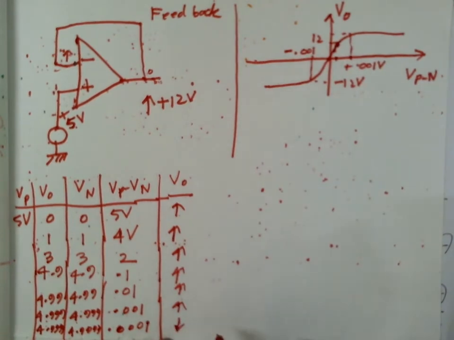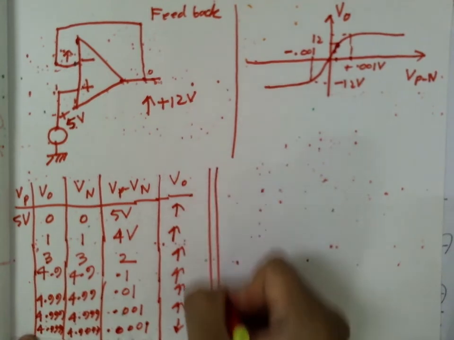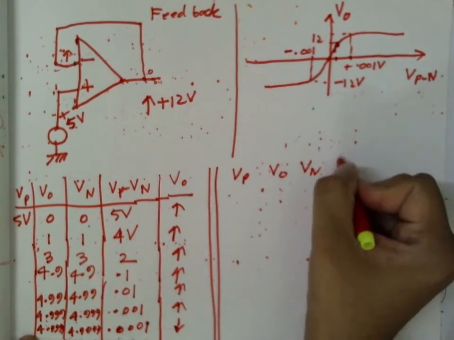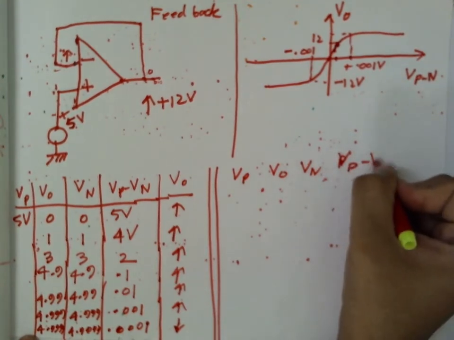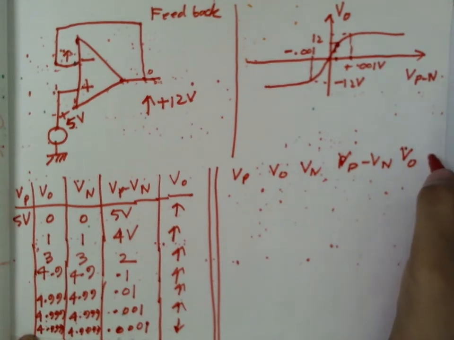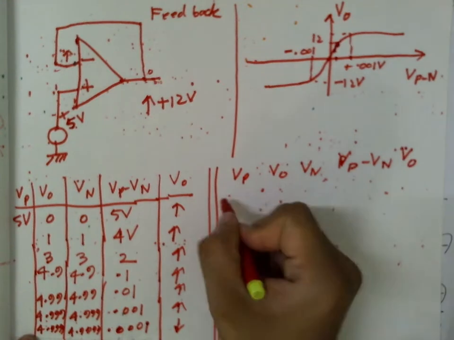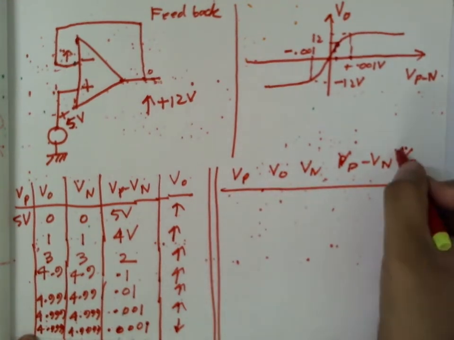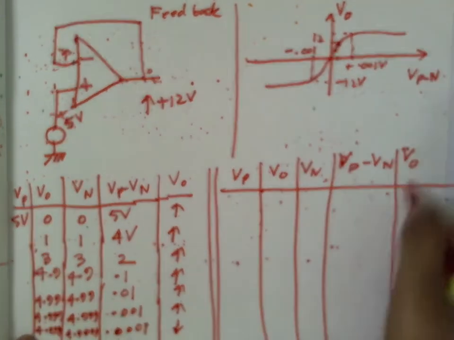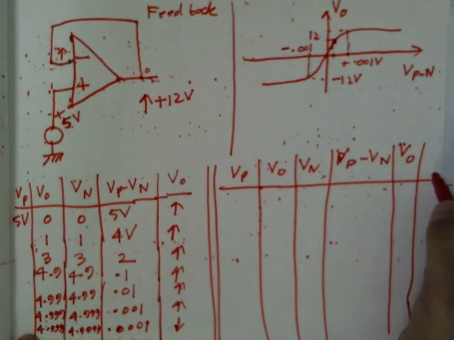I may have to reduce this, right? So maybe let me continue this table here. VP, VO, VN, VP minus VN, VO as observed in the curve, okay, and then I will take a decision which way I should move to find the solution.